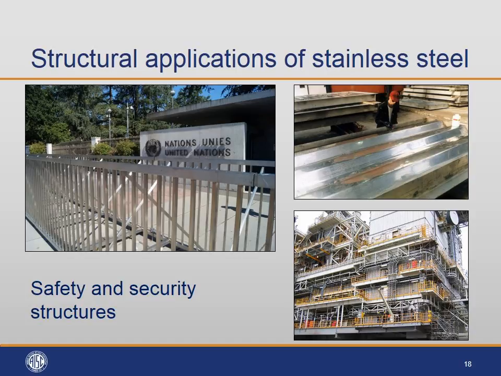And the final slide of photos shows some applications where the impact and blast resistance of stainless steel is important. This photo here is taken in Geneva, and it's a security barrier with very high impact resistance outside the United Nations offices. And the slides over here show stainless steel being used in a blast wall on an offshore platform.